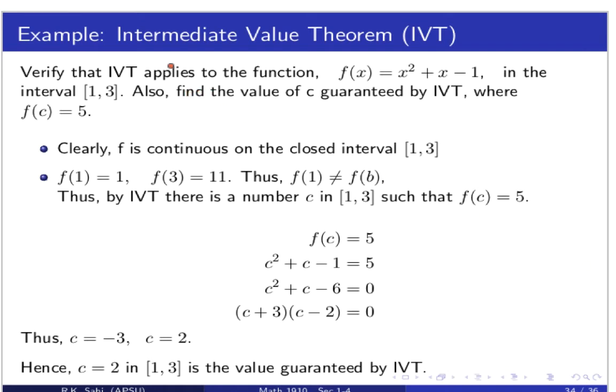Now we're going to verify that the intermediate value theorem, IVT, applies to the function x squared plus x minus 1 in the closed interval 1 to 3. Also, we would find the value of c, which is guaranteed by IVT, where f of c equals 5. Whenever you're doing these problems, guys, it's very important to make sure that the conditions are well met. The conditions for an IVT are that it has to be continuous on a closed interval and the endpoints should be different values. So, we have to mention that.